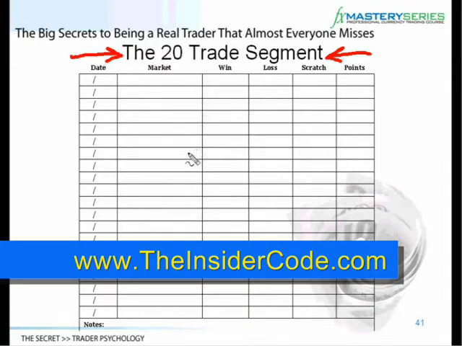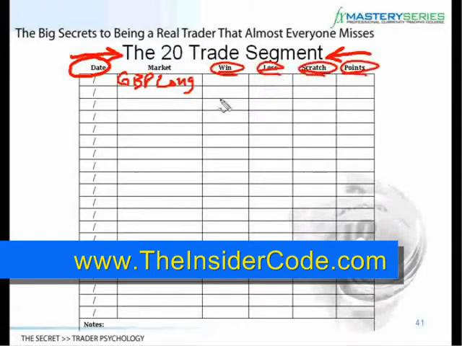Number one, first and foremost, this thing is going to help you to keep on top of your trading. So you've got a column to track the date. You can also put the time in here so you can focus on when you're making your trades. The market, you can place this just as simply as GBP long, whether the trade was a win, a loss, or a scratch, and then how many points.